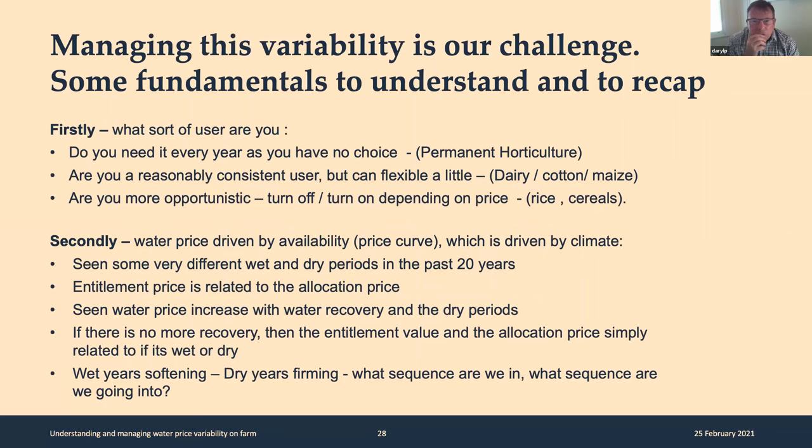So just a little bit of a recap though, managing our variability, this is our challenge. But first of all, what sort of user are you? Do you have no choice with water? It's either water or not, a complete dry off that can have significant implications to the business. So permanent horticulture. Are you a reasonably consistent user, but it can flex a bit, like dairy, cotton? Or are you more opportunistic, like rice and cereals, which turn off and turn on depending on the price?